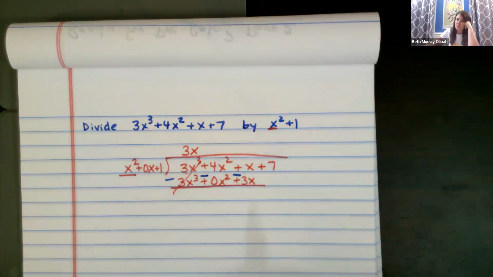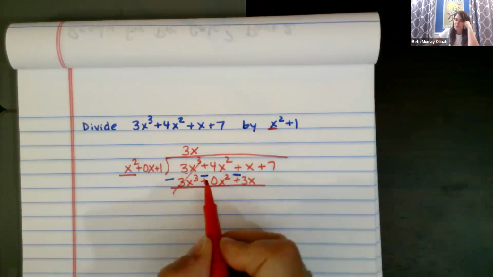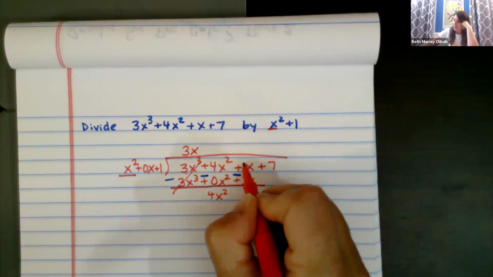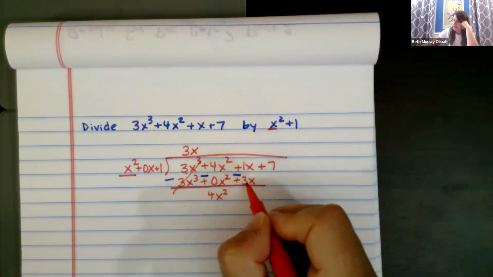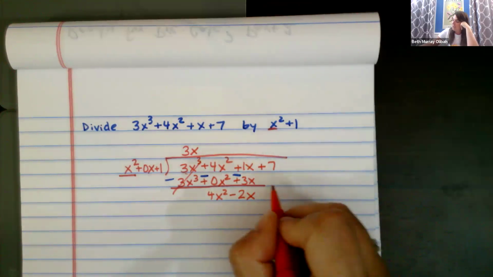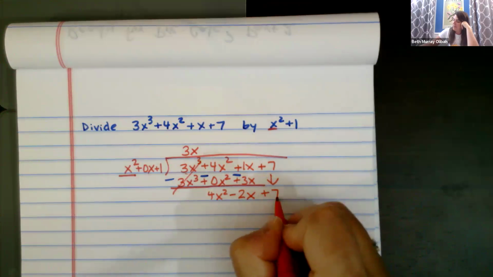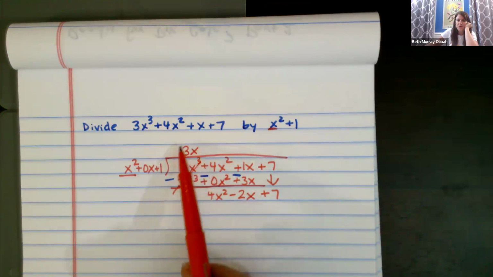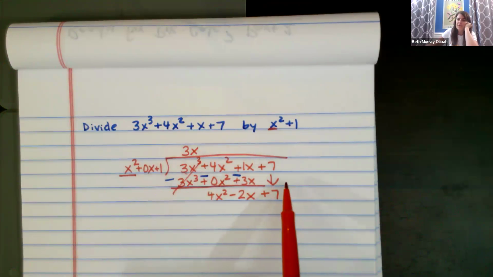So these wipe each other out. 4x squared minus 0 is 4x squared. And 1x minus 3x is a negative 2x. And then we bring down the next term. So that's the process. You pick the number or the term that you want to put up here, multiply it by everything, subtract everything, and then bring down the next number and start again.